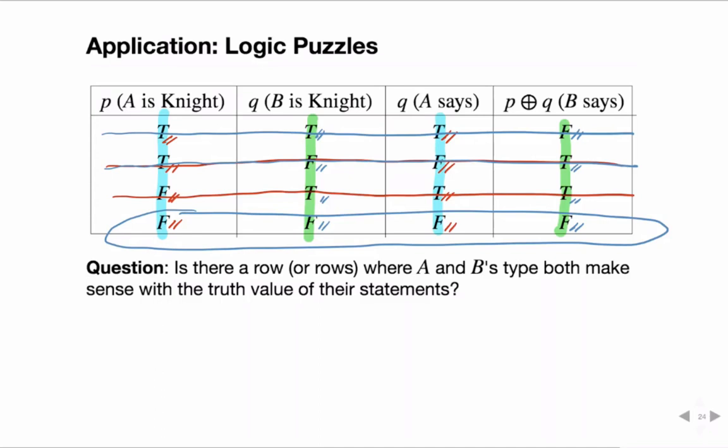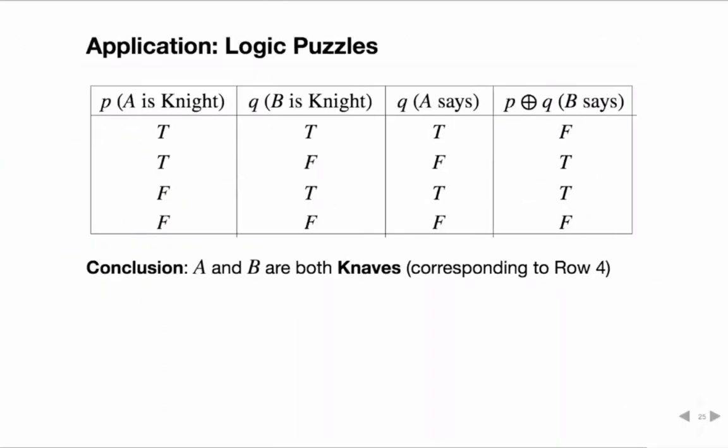And so if I look, this corresponded to the scenario where P was false and Q was false. And so from that, we conclude that it must be the case that A is a knave and B is also a knave. And so that's a solution to this knights and knaves problem.